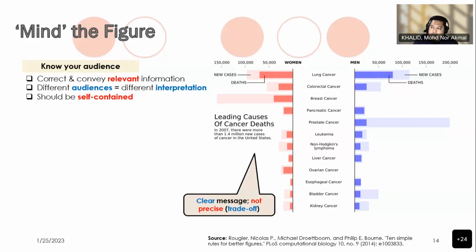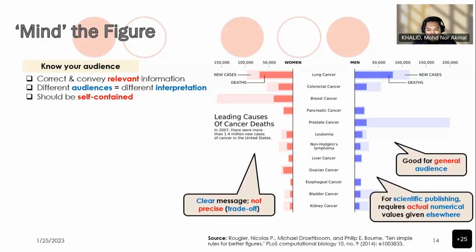Of course, this is good for newspaper, but for research paper, not really. You need to be very precise. You need to give the exact value so that the reader or your reviewer can actually understand what this figure is telling. Okay? Like I said, it's good for a general audience like newspaper, TV and so on. But for scientific publishing, you require actual numerical values given elsewhere or here exactly. Of course, you don't have to cram everything in one figure as well.